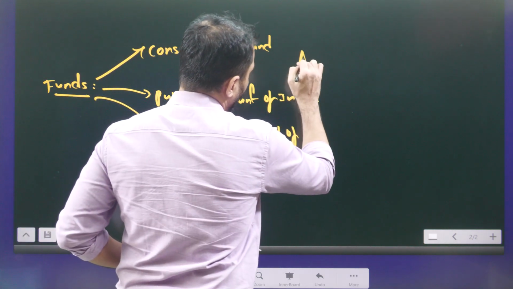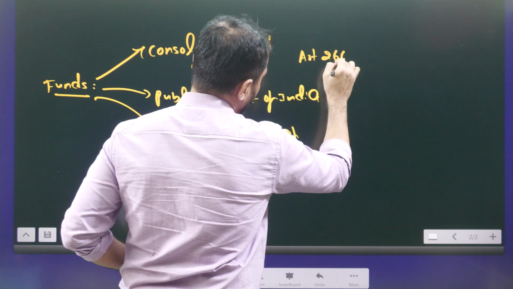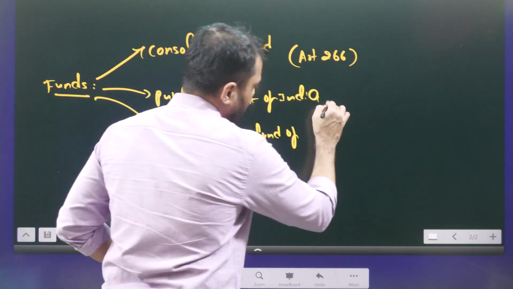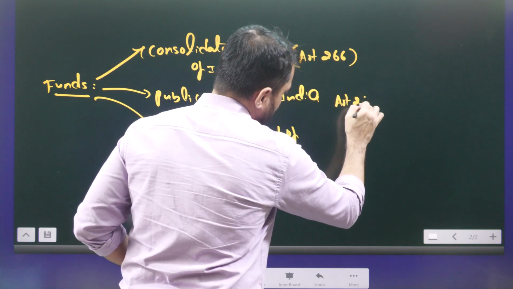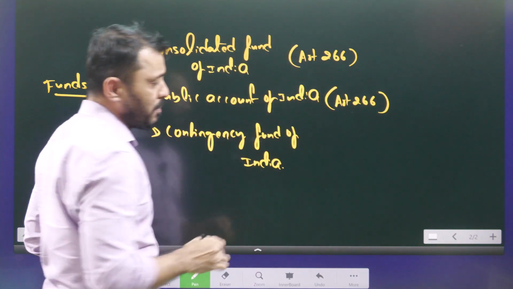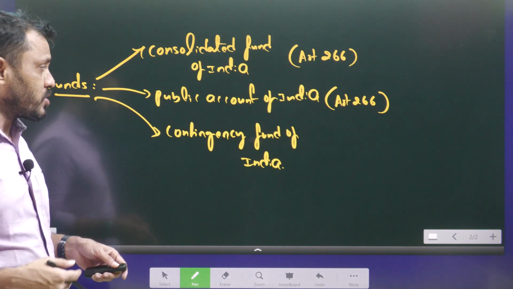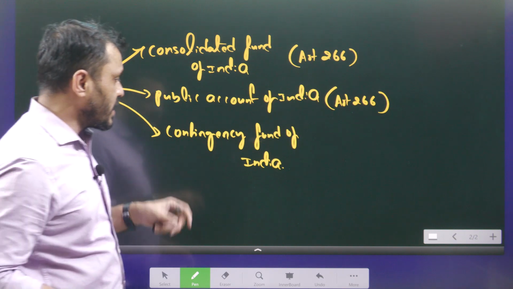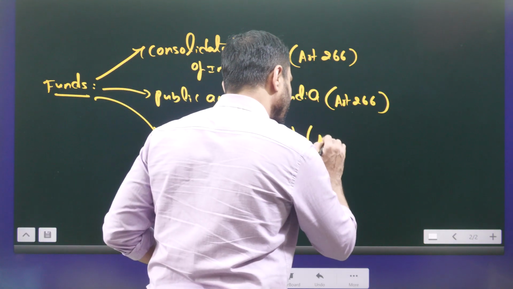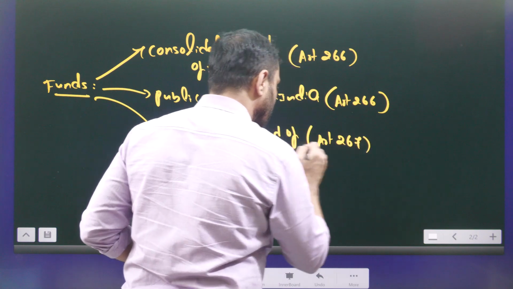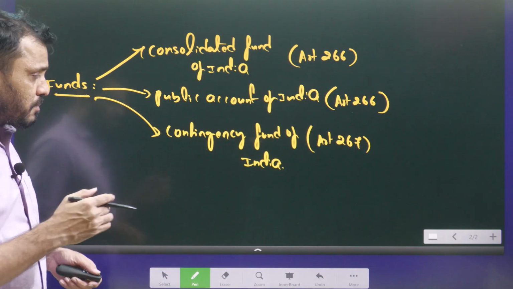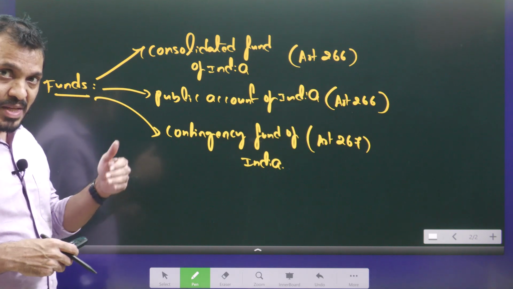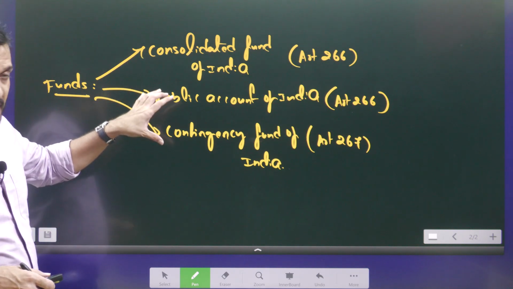In the Consolidated Fund of India, all the tax money goes into this fund and Article 266 deals with this fund. The Public Account of India is also dealt with by Article 266, and this is about public money such as our bank deposits, PF deposits and gratuity deposits and all these things. Article 267 deals with the contingency fund. Generally, this fund is under the supervision of the President, but the day-to-day operation of the fund is regulated by the Finance Secretary. So these are the three funds.